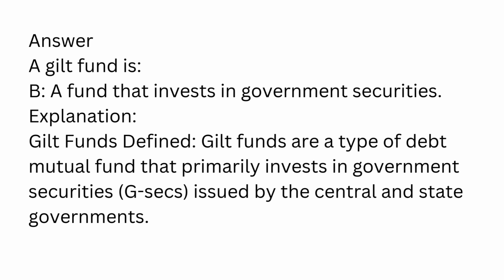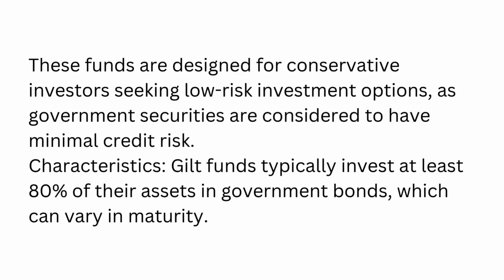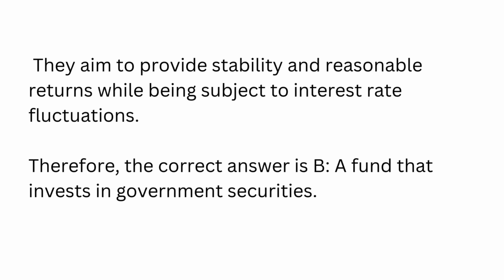Explanation. Gilt funds defined. Gilt funds are a type of debt mutual fund that primarily invests in government securities, G-Secs, issued by the central and state governments. These funds are designed for conservative investors seeking low-risk investment options, as government securities are considered to have minimal credit risk. Characteristics: gilt funds typically invest at least 80% of their assets in government bonds, which can vary in maturity. They aim to provide stability and reasonable returns while being subject to interest rate fluctuations. Therefore, the correct answer is B, a fund that invests in government securities.